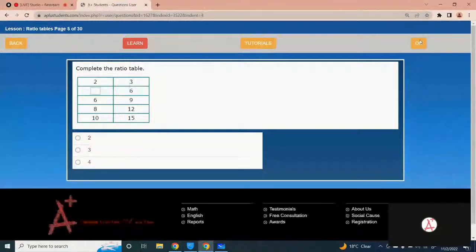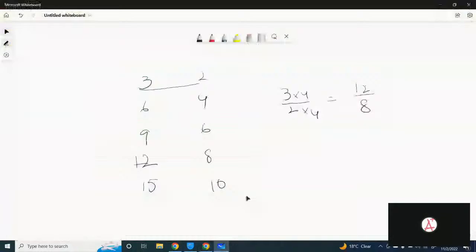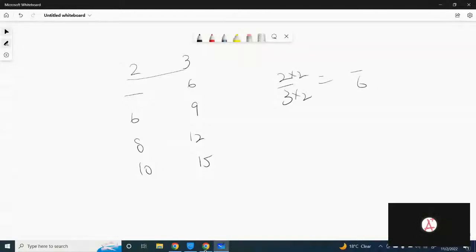Okay, now the next one is 2, the missing number, 6, 8, and 10. Okay, let me write it down on the board. And the other one is 3, 6, 9, 12, and 15. So the ratio would be 2 over 3. So here you have 6. So 3 times what number makes 6? 3 times 2 makes 6. So just multiply and divide it by 2. So 2 times 2 is 4. That means the missing value is 4. Got it?